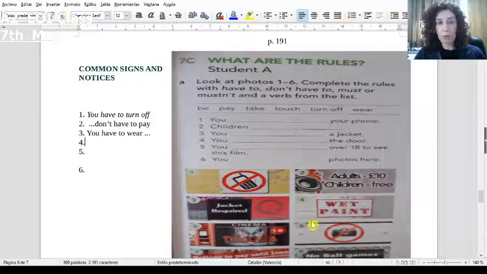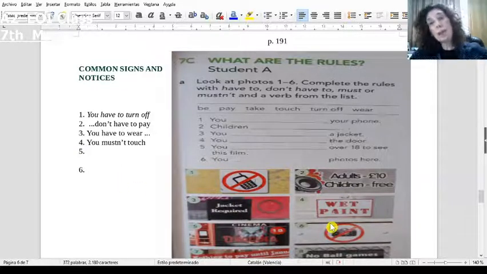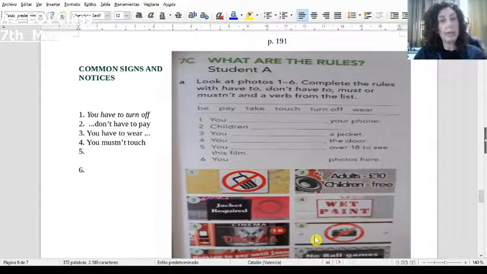Number 4, wet paint, recién pintado. Then you mustn't, claro, está prohibido. You mustn't touch the door. Está recién pintado. No puedo decir, no es necesario, si quieres la tocas, si no, no, te quedas ahí pegado. No, it's prohibited. You mustn't touch the door. There is wet paint.